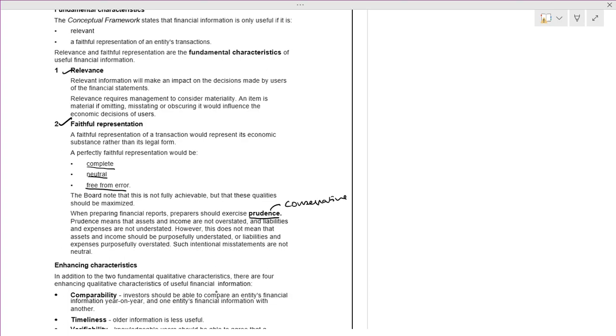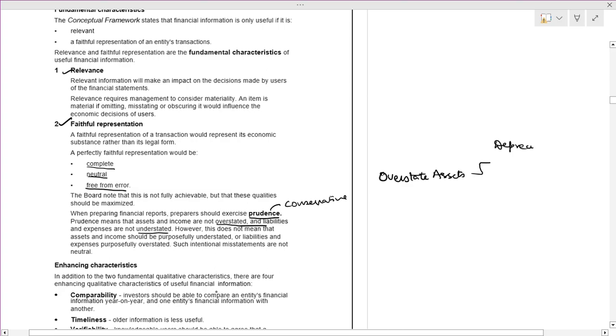Prudence means assets and income are not overstated and liabilities and expenses are not understated. Neither should you overstate the assets nor understate the liabilities. That is the basic thing, because when we are preparing the financial statements, there is every scope. You have the choice that you can overstate the assets. How are you overstating the assets? That is very important. When you are going to overstate the assets, what will we do? In a simple concept, you have depreciation. Right?